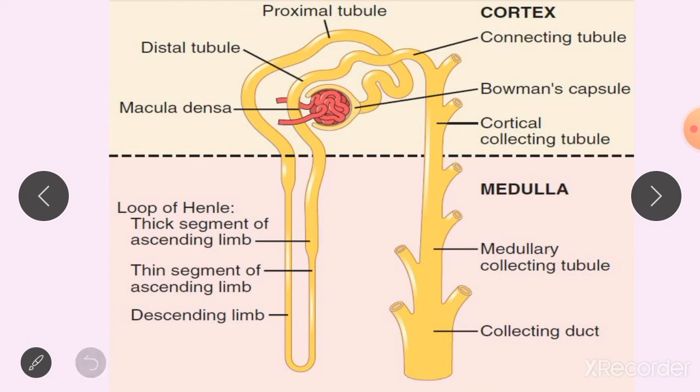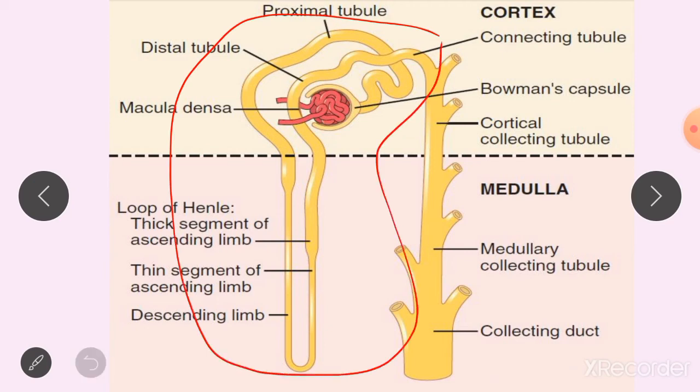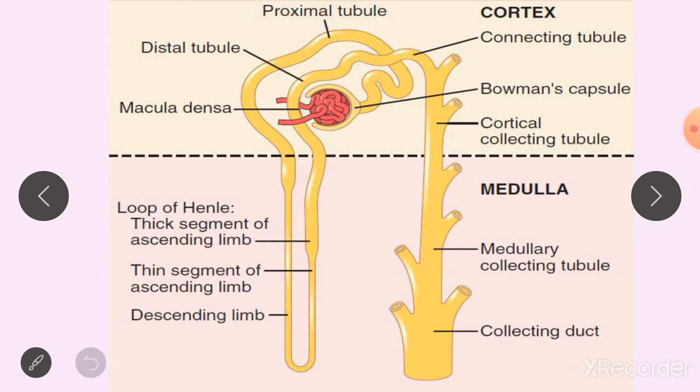Actually in your kidneys, this is how your nephron is placed. Your distal convoluted tubule must always pass between your afferent and efferent arterioles. This is how your nephrons are actually arranged within your kidney.